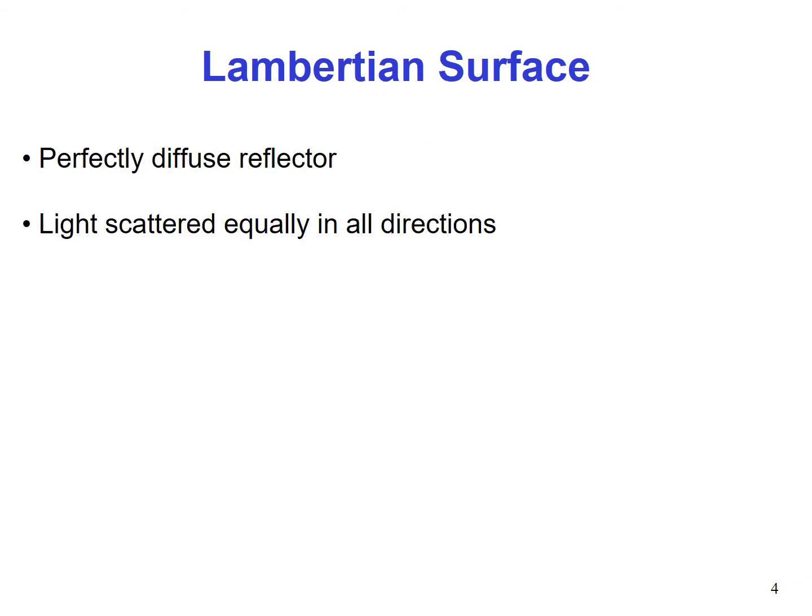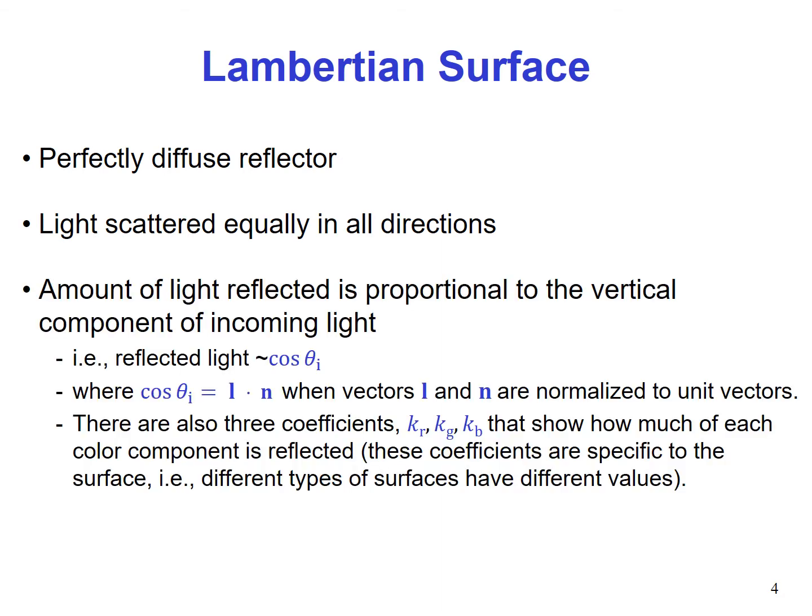Perfectly diffuse surfaces are perfect diffuse reflectors. They scatter light equally in all directions. The amount of light reflected is proportional to the vertical component of the incoming light, or cos of theta i. Cos of theta i can be calculated as a dot product between the L vector and the N vector. So L dot N will give us cos theta i, where L and N are both normalized to unit vectors. There are also three coefficients, red, green, and blue, that show how much of each color is reflected by the object. These are defined by the surface properties.